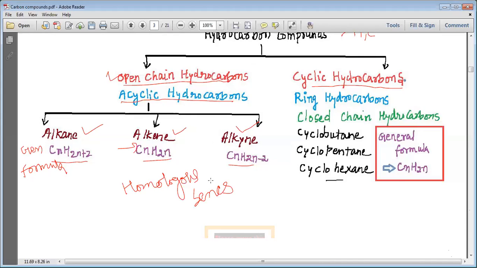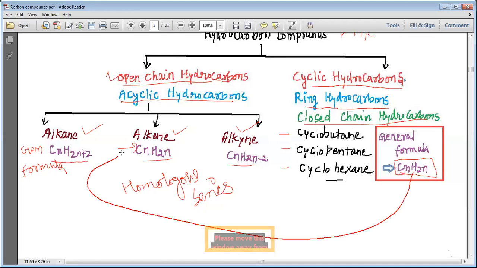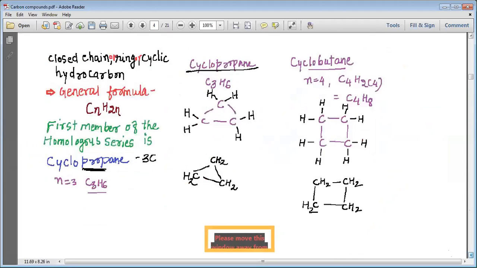We have just studied their homologous series. Now, my dear students, we are going to study about the cyclic hydrocarbons, also known as ring hydrocarbons or closed chain hydrocarbons. Examples of closed chain hydrocarbons are cyclobutane, cyclopentane, and cyclohexane, and they have the general formula CnH2n. Remember that the general formula of cyclic hydrocarbons is very similar to the general formula of alkenes. So now let us study cyclic hydrocarbons in detail.